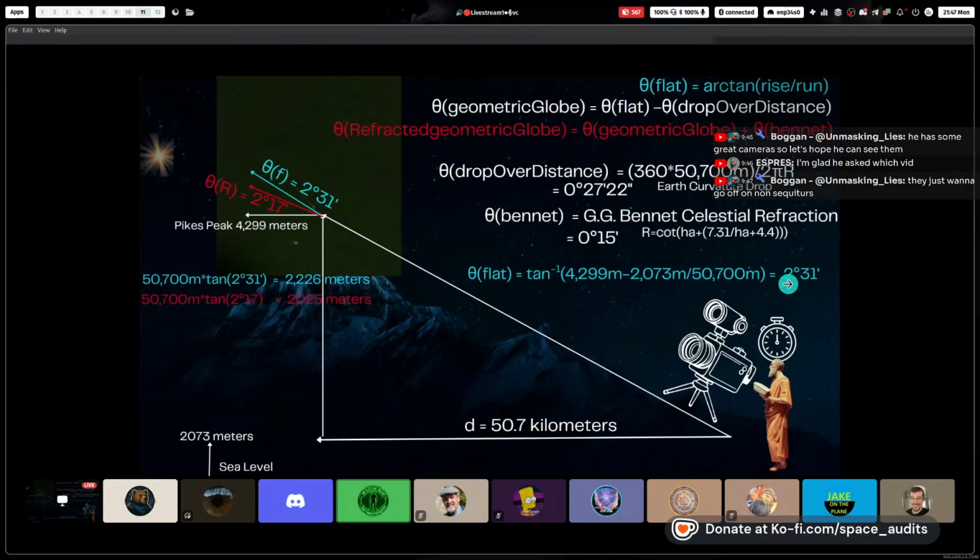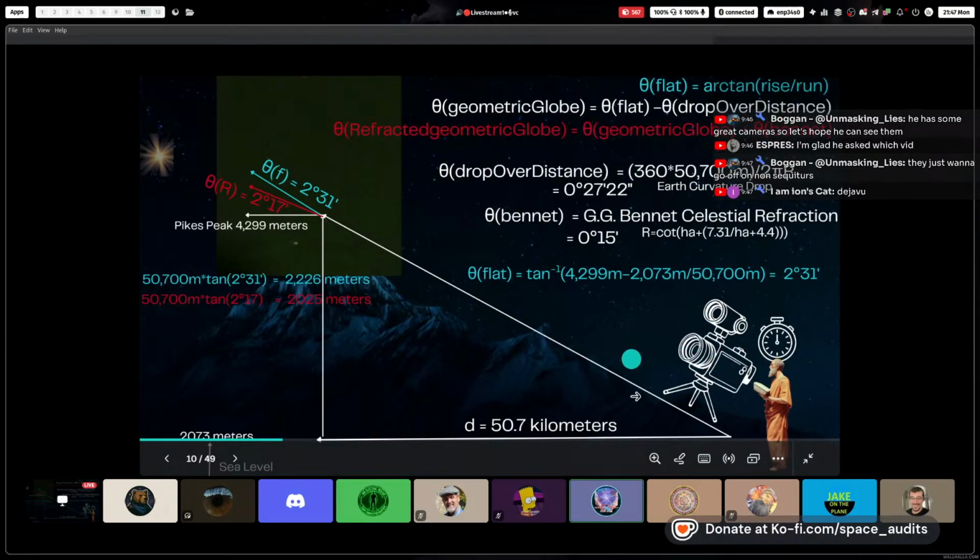From his house to the peak, the star occludes at 2 degrees 31 minutes. Are you saying that it's the same elevation angle from the peak to the star? No. No one is predicting anything to do from here to here. The prediction all has to do with from the peak. We're predicting from the peak.